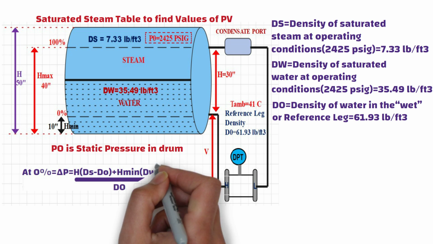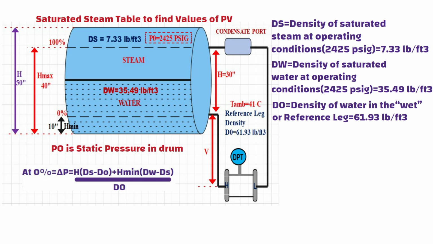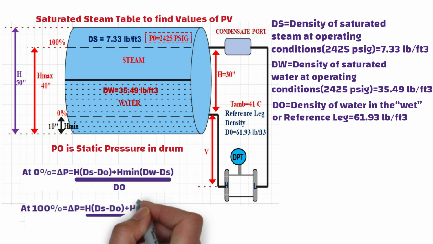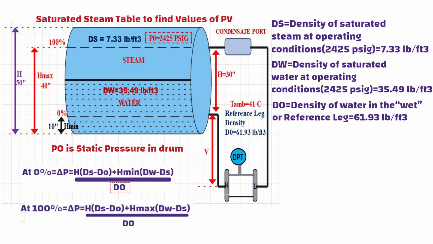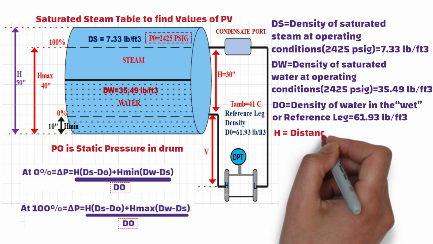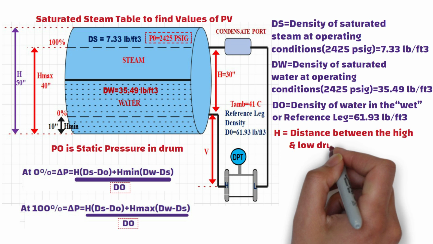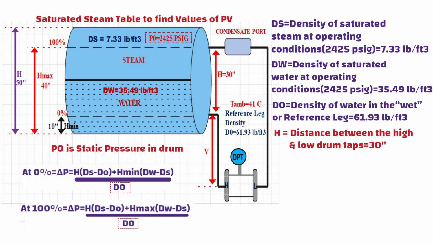As you can see, this equation calculates the differential pressure on the transmitter at 0% level. And this equation calculates the differential pressure on the transmitter at 100% level. To convert all units to consistent inches of water column, I have divided this equation by D0. In these equations, H is the distance between the high and low drum taps. In this example, it is 30 inches.